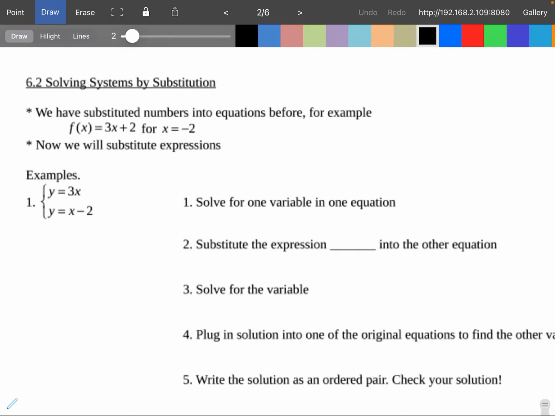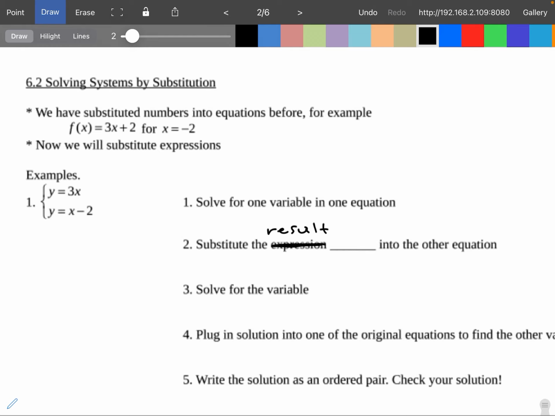All right, so again, we're going to do an algebraic method for solving a system of linear equations. And this is called substitution. And so instead of graphing and finding the point where the two lines cross, we're going to do this algebraically. So they have the process written down here. There's 5 steps. We got one blank we got to fill in.